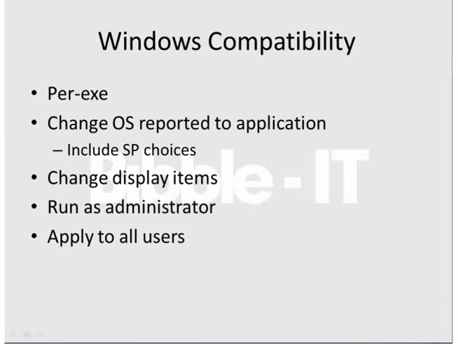The main reason you'd want to use this is it changes the operating system that's reported back to the application. There's quite a lot of choices in there. You can choose, for example, XP Service Pack 2, Service Pack 3, so you've got quite a large range. It's not just the operating system, but also the service pack level that you can specify. You can also change things about the way the program displays, so if you want to force it to use 256 colors or not to interact with Windows themes, that sort of stuff.